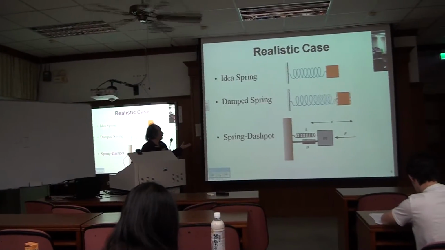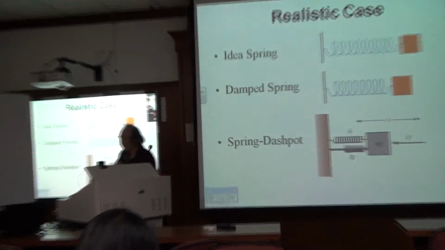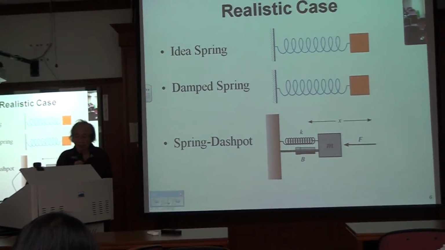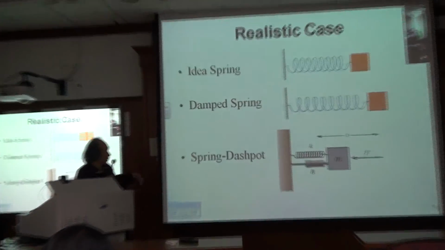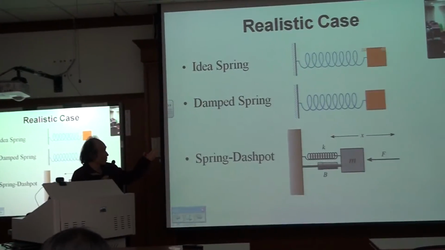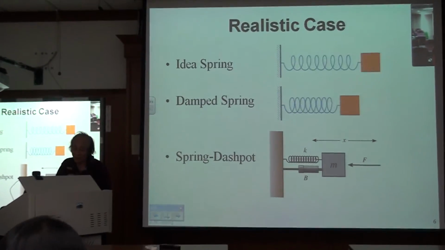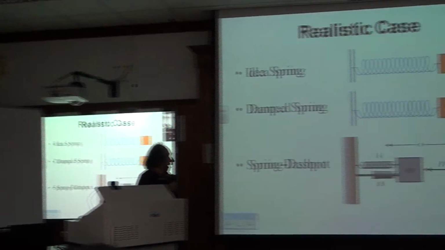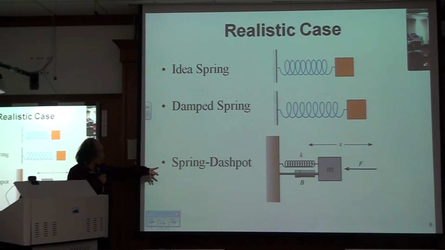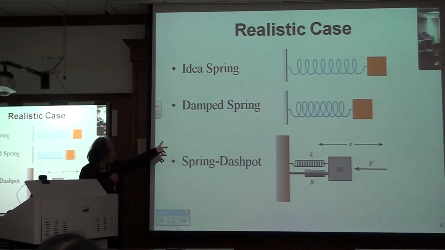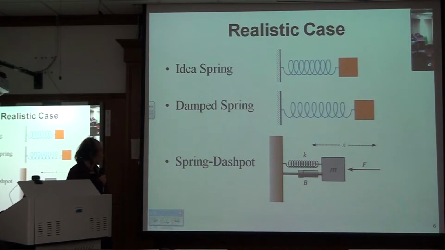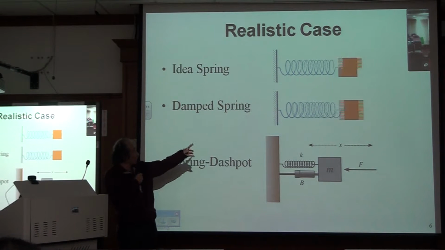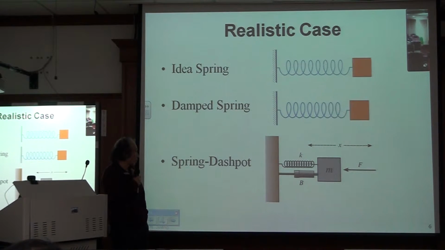Let me just show you this ideal spring. It oscillates forever. Here is a damped spring. You can see that every once in a while it stops, then gets excited and starts vibrating, and then stops. Some people call this a damped spring, and some people call it a spring dashpot. In other words, that spring really has some damping effect.